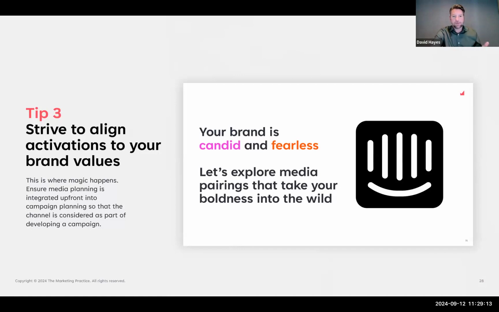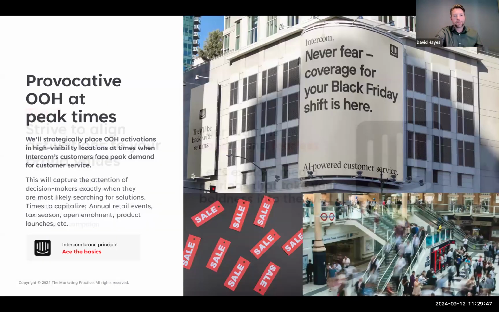And a really effective way of doing that is to align your activations to your brand values and make sure that every activation that you're putting out in front of a customer really ties back exceptionally close to your brand. So just as an example to play this out, it's a customer service based AI organization called Intercom. This is about how can we bring to life their top level brand values of being candid and fearless, and then playing out in a way they're finding the right types of activations which are going to really align closely to their brand pillars. It could be everything from provocative out of home at peak times.